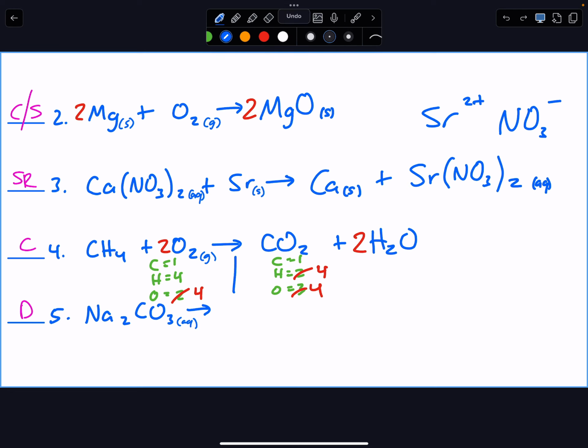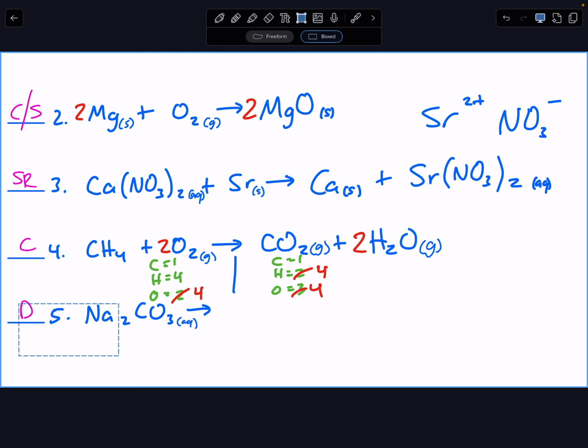Wait, what did you ask? State of matter. Carbon dioxide, right here. Gas. Carbon dioxide is a gas. And H2O. This is a combustion reaction. Gas. There's heat being involved, so it's a gas. Does that make sense? Okay.